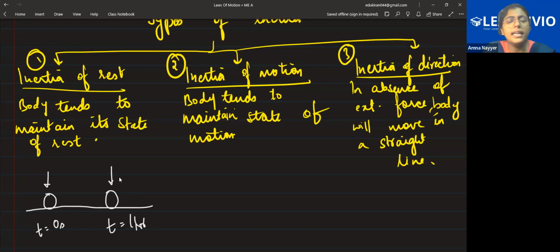If you are sitting in a bus and then the brake of the bus is applied, what happens? Bus has stopped, right? When we are studying, just a second, class.